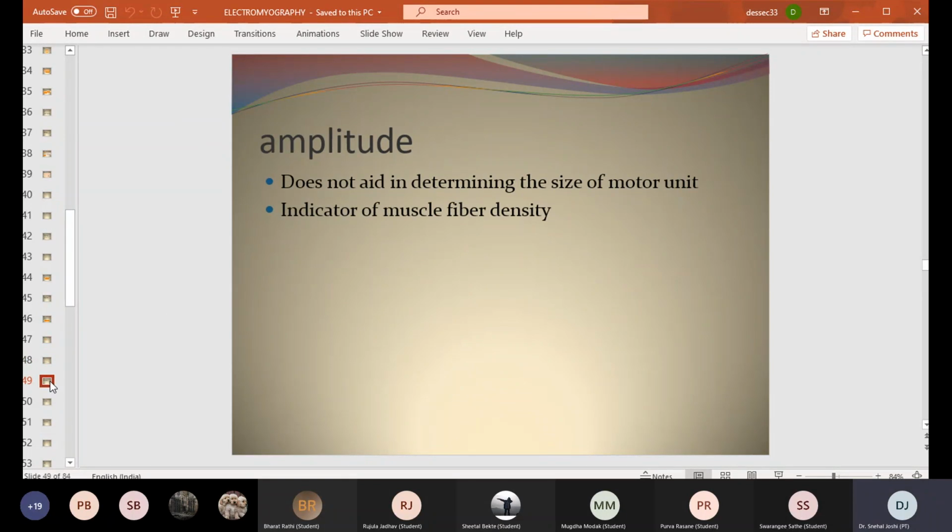Now what is the significance of amplitude? It indicates the muscle fiber density. That's the reason I said, because in neurogenic lesion there are few number of motor units or the axons remaining or anterior horn cells remaining which are going to supply larger number of muscle fibers. So the fiber density increases and that's why the amplitude increases.